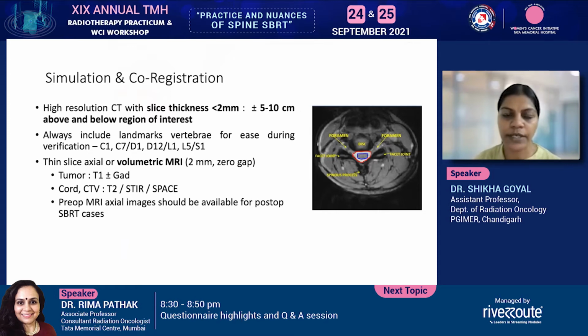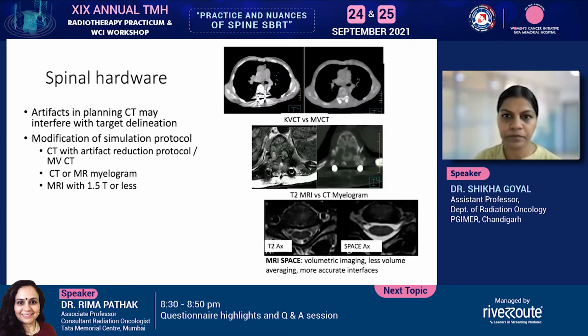We also need additional imaging in the form of a volumetric MRI. The two sequences that are most important are a T1 contrast sequence for tumor delineation and T2 sequence for cord or CTV delineation. Additionally, stir or space sequences may also aid cord delineation. For post-op SBRT, preoperative MRI axial images should also be available.